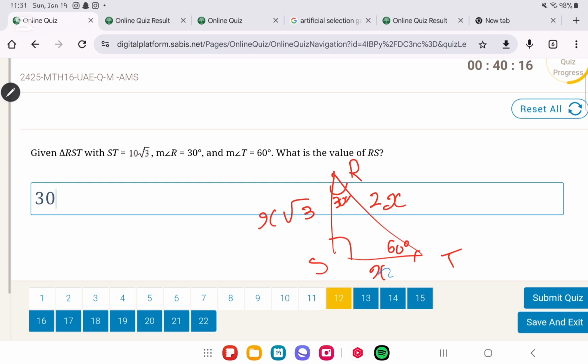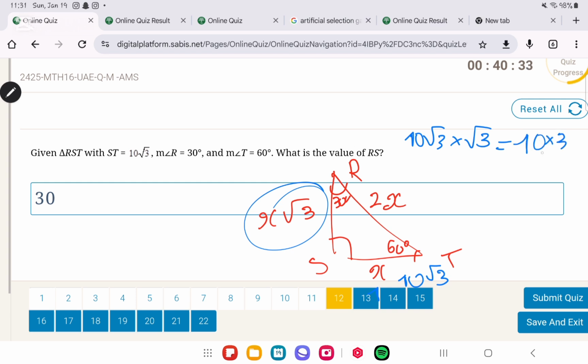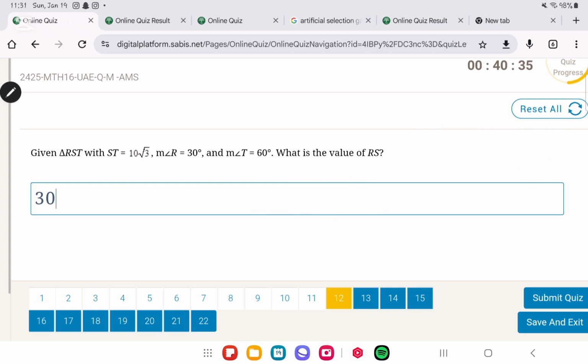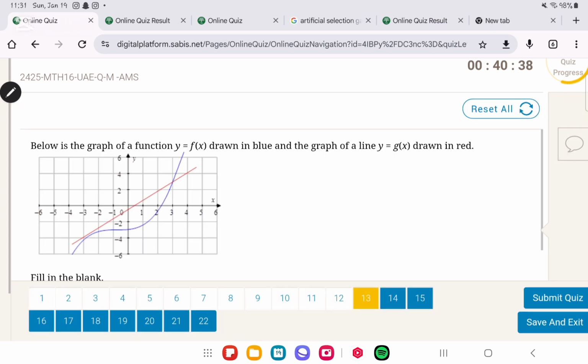In this case, we have the side between 60 and 90 degrees, which is ST, which is 10 radical 3. So to find the value of RS, very simply we put x, which is 10 radical 3, multiplied by radical 3. You can do it on your calculator or mentally. It becomes 10 times 3, which is equal to 30. Moving on to question number 13.